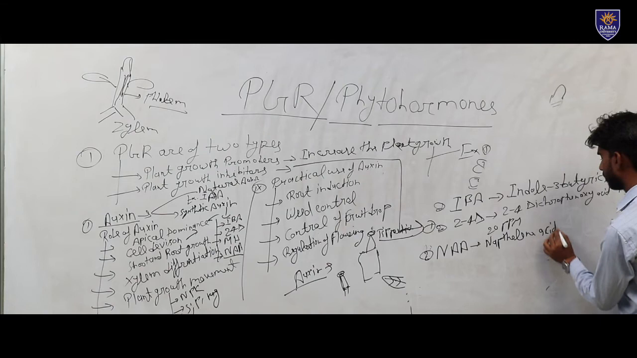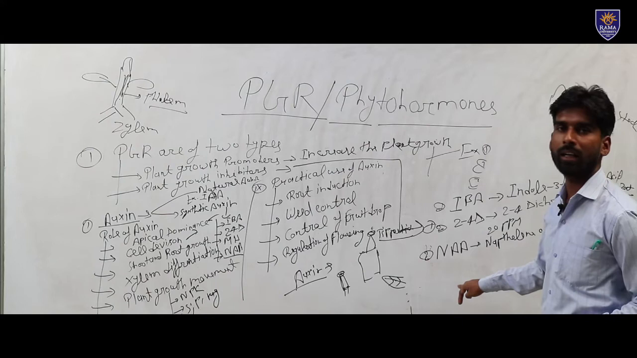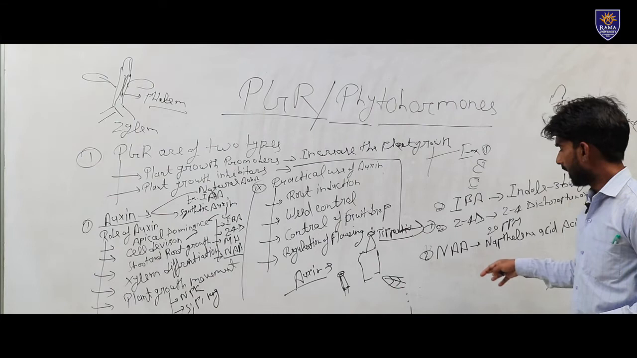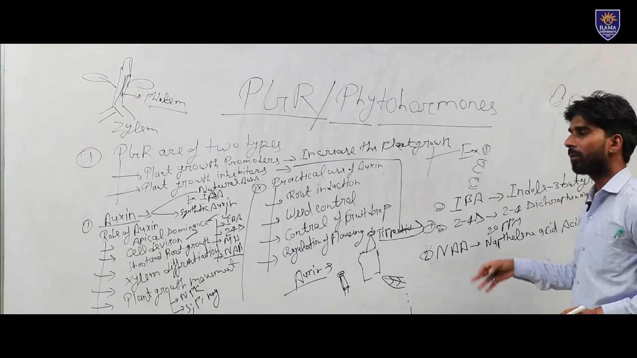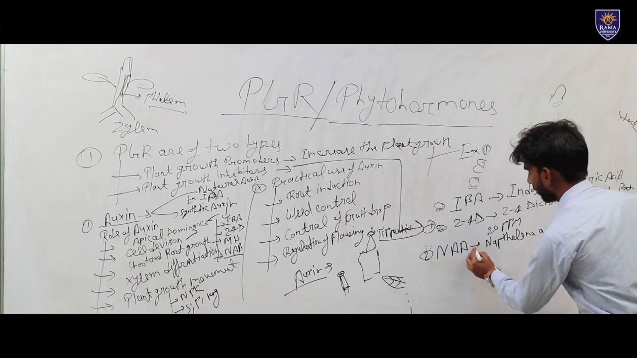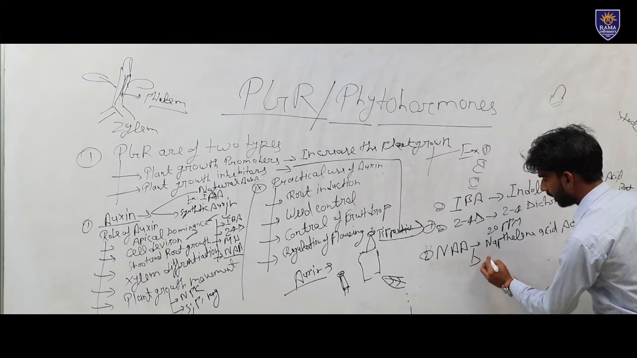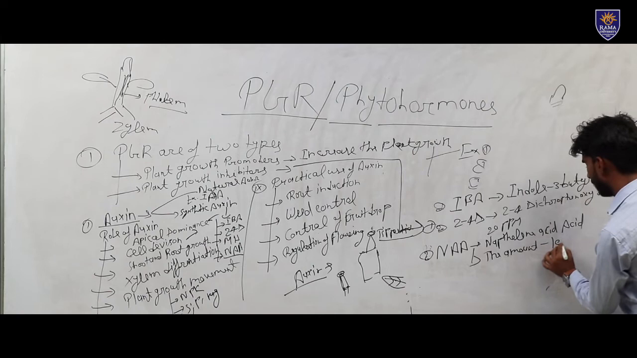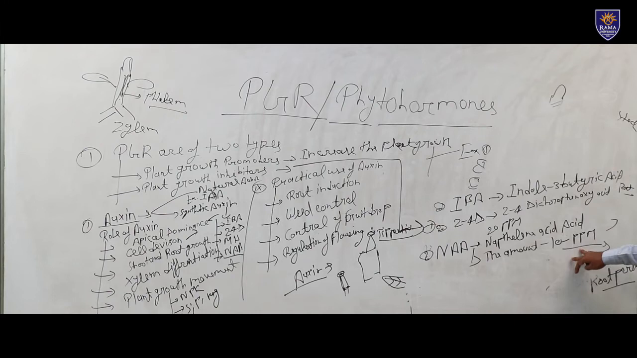Naphthalene acetic acid is a very important PGR in horticultural crops, especially mango. When maximum fruit dropping occurs in mango, we apply NAA. The amount is 10 ppm. PPM is a unit of amount of the PGR. PPM full form is parts per million.